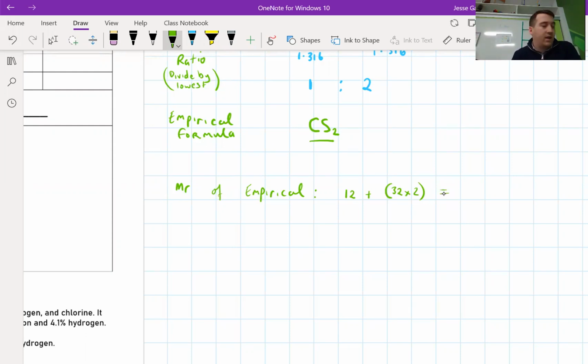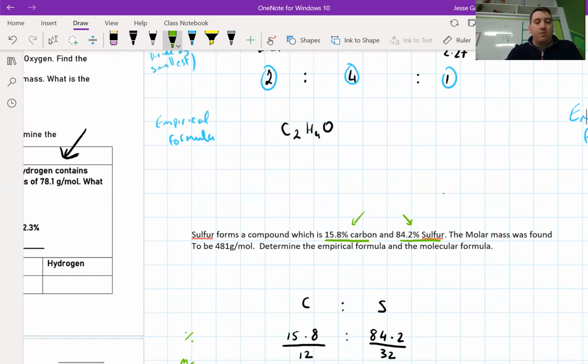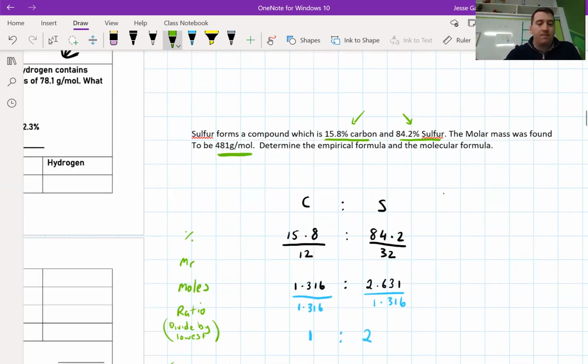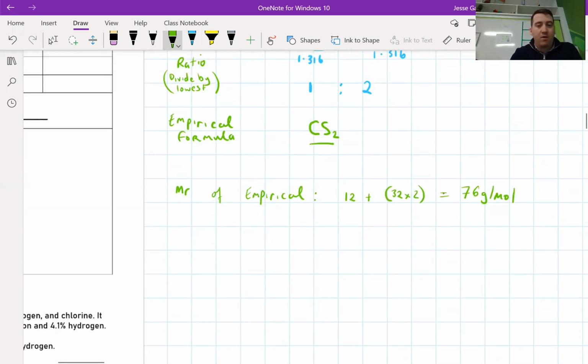And when you put that in your calculator, add it all up, you're going to get 76 grams per mole. So for every 1 mole, it weighs 76 grams. We have another number up here. It told us the MR of the full molecular formula, which is heavier than the empirical formula. So that must mean there's a few empirical formulas to make up the molecular formula.